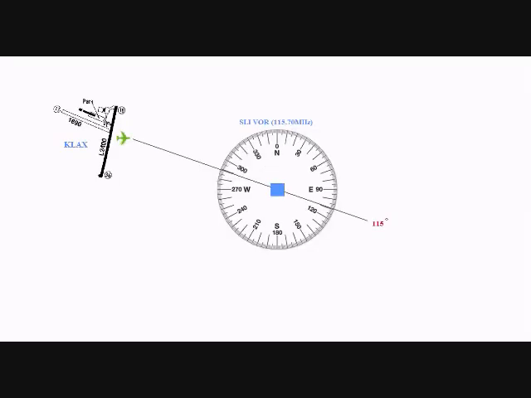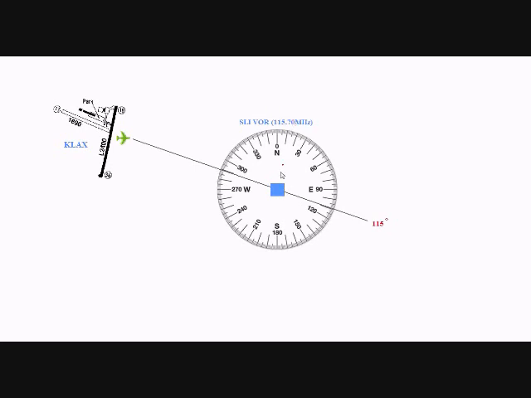So now that we know the basics of VOR, let's take a look at a specific example. In this example, we want to fly from Los Angeles International Airport, KLAX, to the SLI VOR identified with a frequency of 115.7 megahertz.